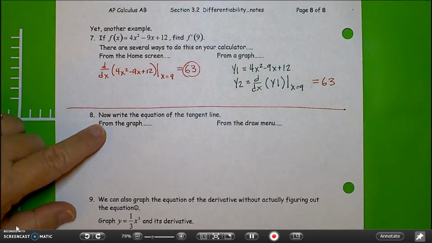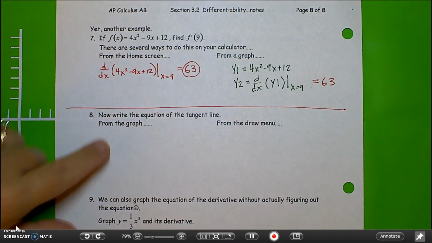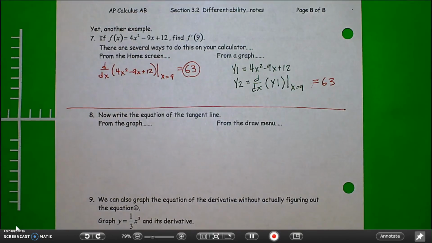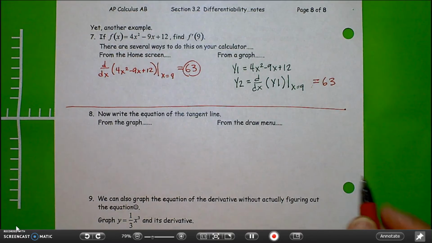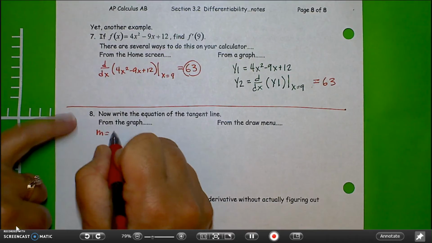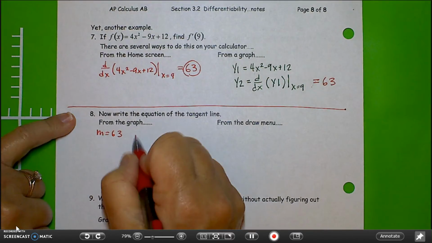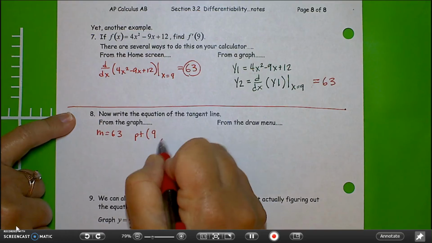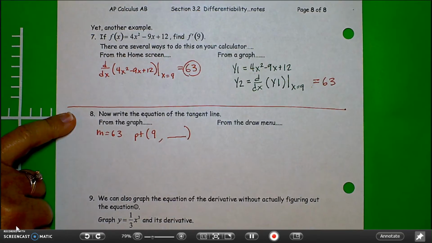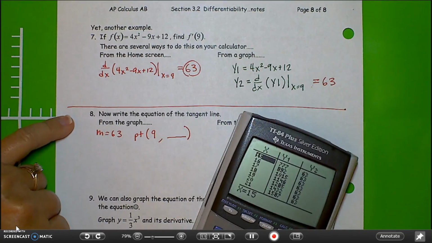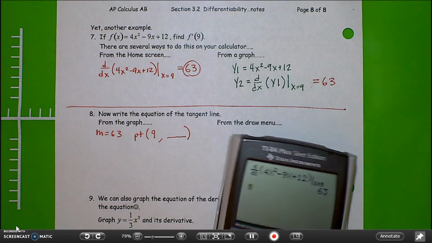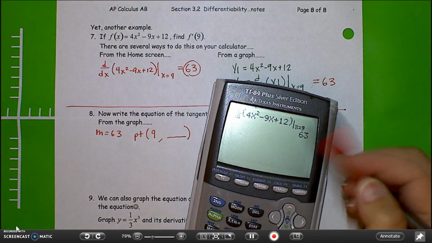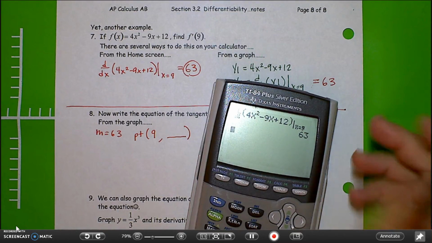If I wanted to write the equation of the tangent line at f prime of 9, not just to find out what the derivative value is, but I want the equation of that tangent line, I know I need two things, a slope and a point. So the slope is 63. I know that to be true. And the point is 9 something. A couple ways I could get that point. I just need y1 evaluated at x equals 9.